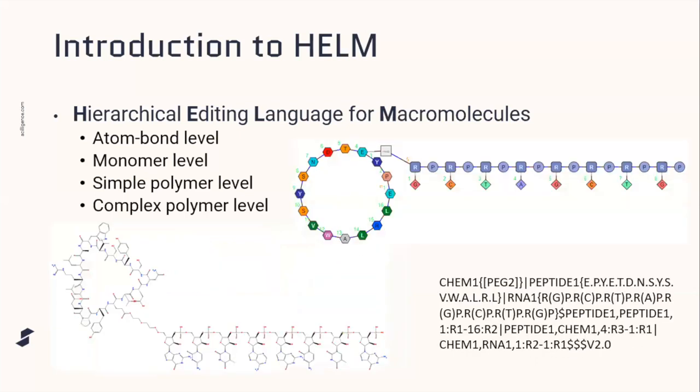So here's just one more example of another more complex polymer. In this case, I've connected my cyclic peptide to a single-stranded oligonucleotide using a PEG-2 linker, which is called a chem in HELM. And again, you can see the HELM string is explicitly defining for you what your connection points are, which monomers are connected to one another, information that would be very difficult to just describe verbally.